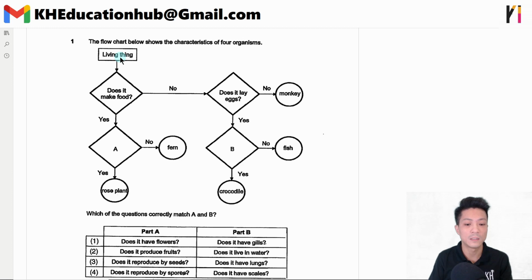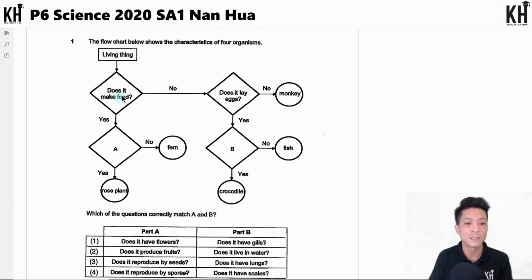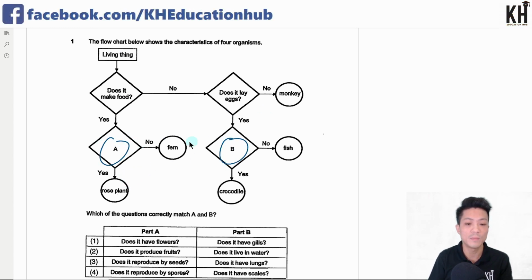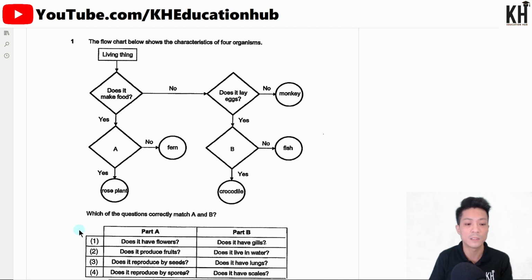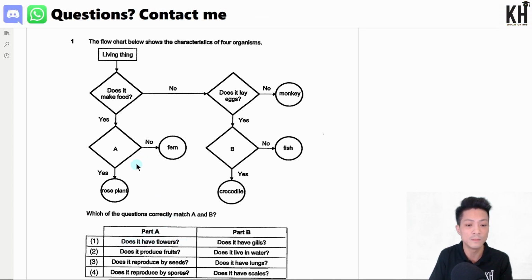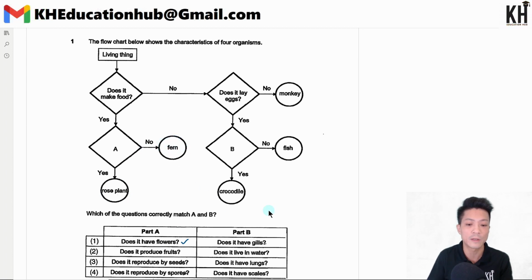Okay, question 1. The flowchart below shows the characteristics of 4 organisms, living things. Does it make food? Yes and no. And breaks down into A and B. Which of the options correctly matches A and B? Let us slowly eliminate, because in this kind of question there's a lot of information going around. Part A. Does it have flowers? Maybe, because rose plant they have flowers and fern they do not have flowers.